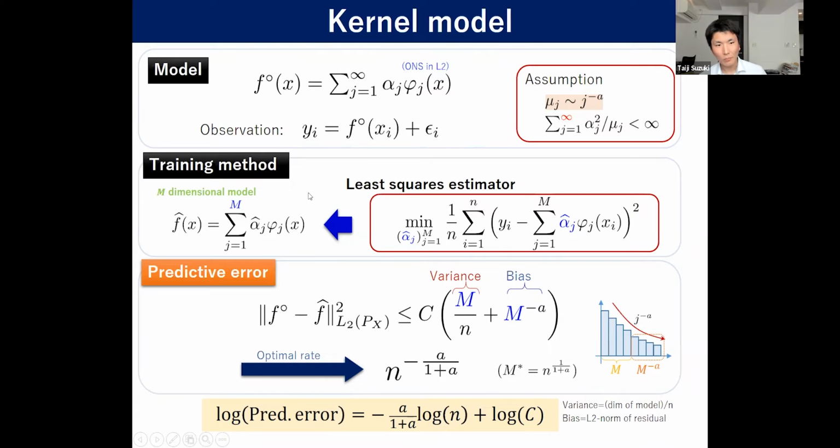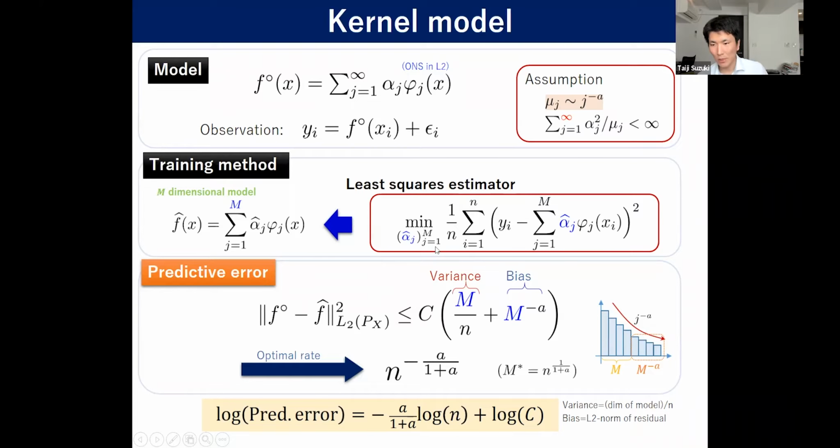To estimate this function, let us consider the m-dimensional finite dimensional model. We pick up the top m basis functions, and we fit this linear model to the data by considering this least squares estimation. The coefficient alpha j is obtained by solving this least squares problem.